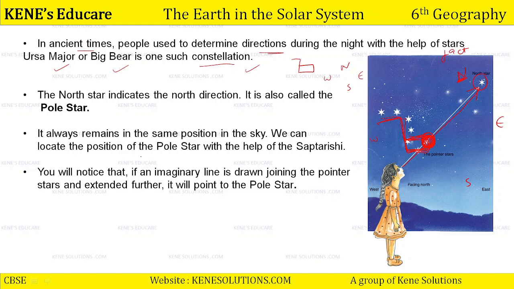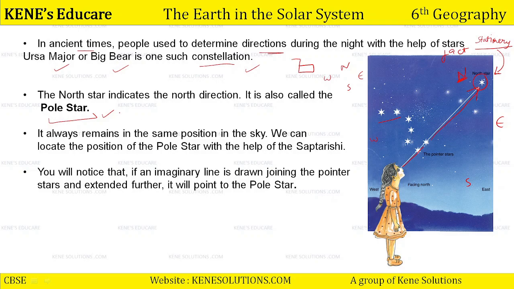Okay. Now, reading about the pole star, what is a pole star? The north star indicates the north direction, and it is also called the pole star. Ye jo pole north star hai na, this is stationary. It does not move from its place. Okay, it does not revolve. It does not move from anywhere. It stays there only. It is stationary, and with the help of this star only we can know the direction. Kyunki ye to nahi hilta. It stays at one place only. So if it stays at one place only, and whenever we look at this star, we know that we are looking towards the north direction.